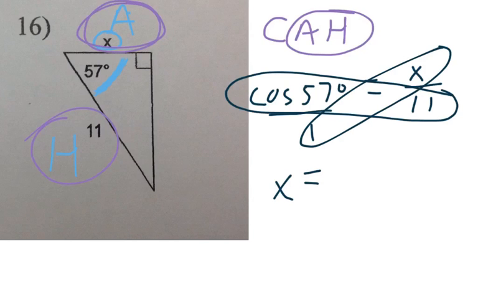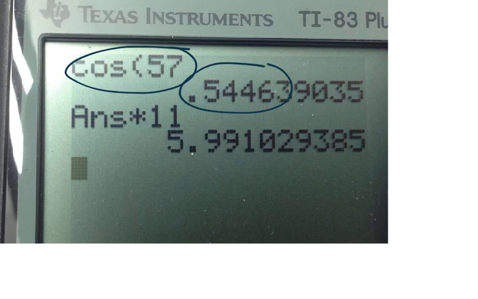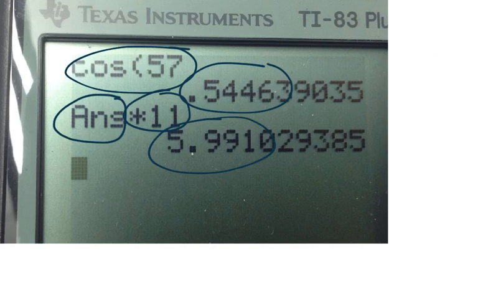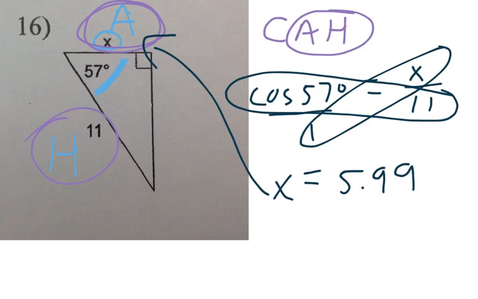So what's x going to equal? Well, the cosine of 57 is 0.544. And notice when I take that answer times 11, I get 5.99. So therefore, I know x is 5.99. And rounding it off again to the nearest whole number, or nearest tenth, that's simply going to be 6.0, isn't it? So pause the video one more time.